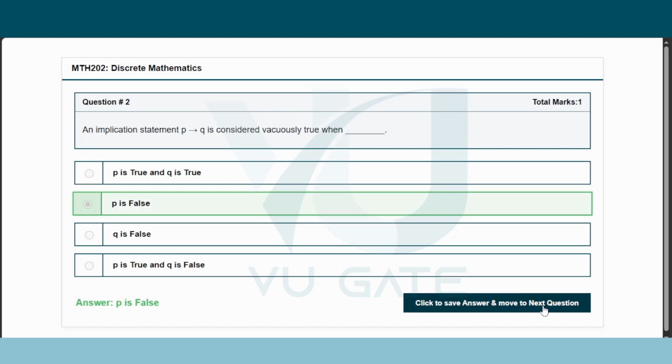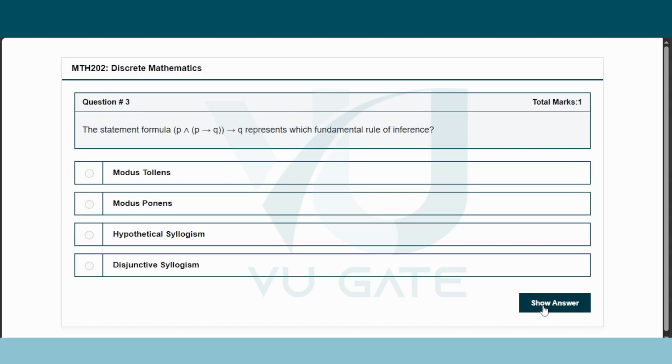Question number 3. The statement formula, (P and (P implies Q)) implies Q, represents which fundamental rule of inference? The correct answer is modus ponens.